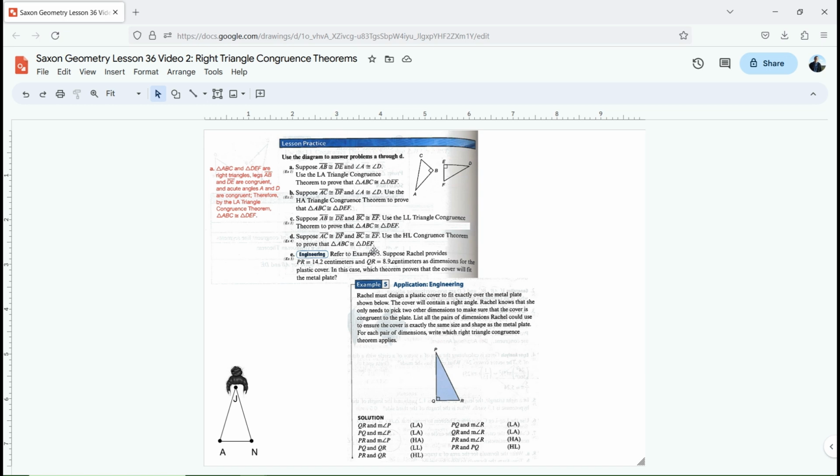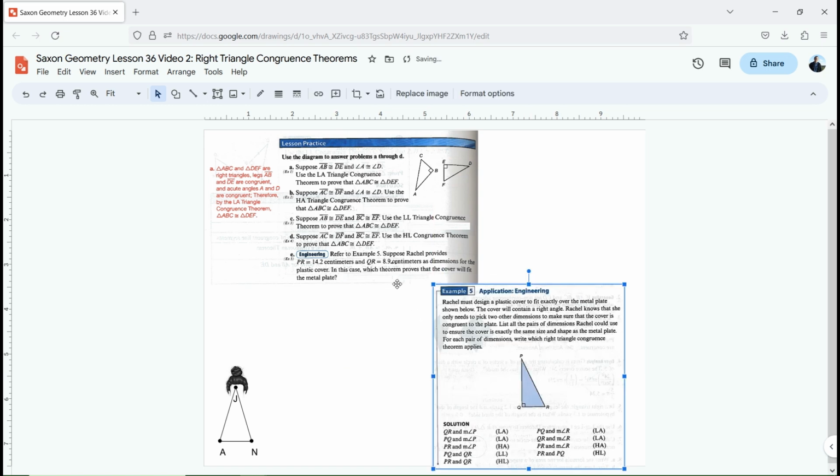Now let's take a look at this. Suppose Rachel provides PR equals 14.2 centimeters and QR equals 8.9 centimeters as dimensions for the plastic cover. In this case, which theorem proves that the cover will fit the metal plate? Well, if I know PR and QR are congruent, there's a hypotenuse and a leg. That would be the hypotenuse leg theorem. Let's just make sure. Hypotenuse leg triangle congruence theorem.